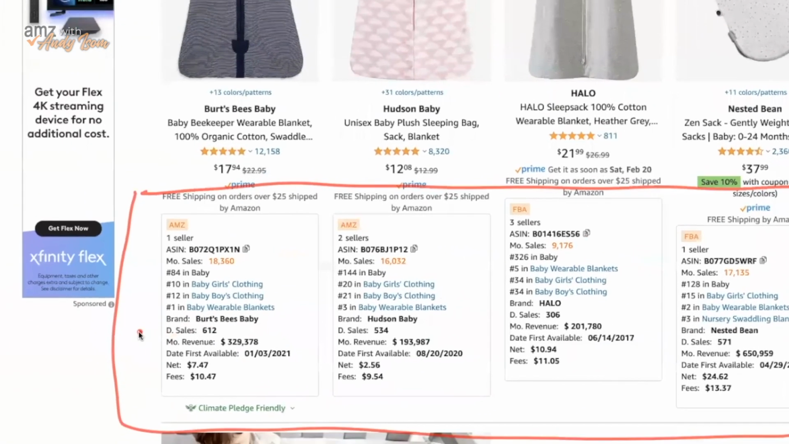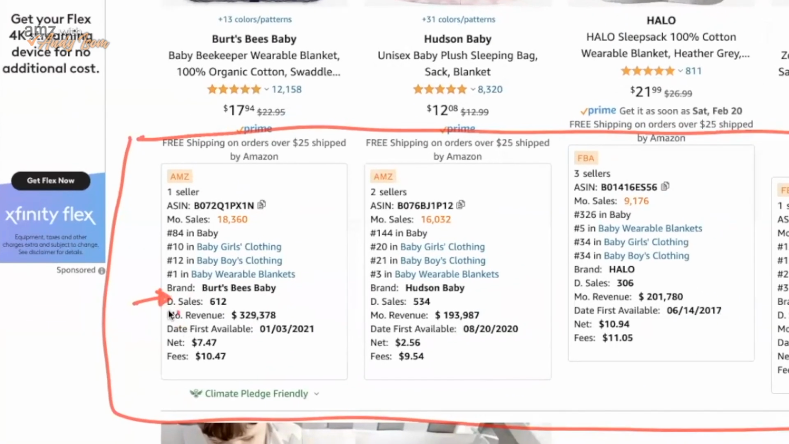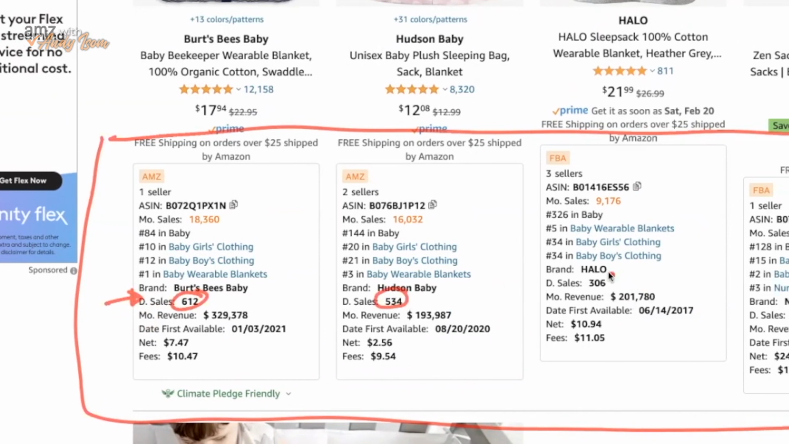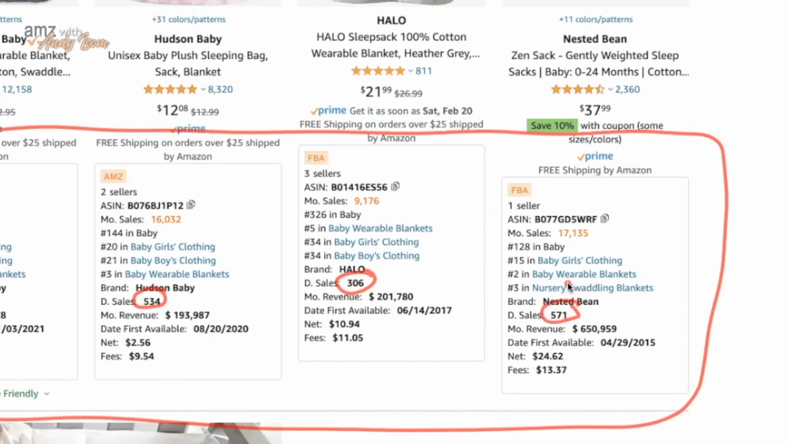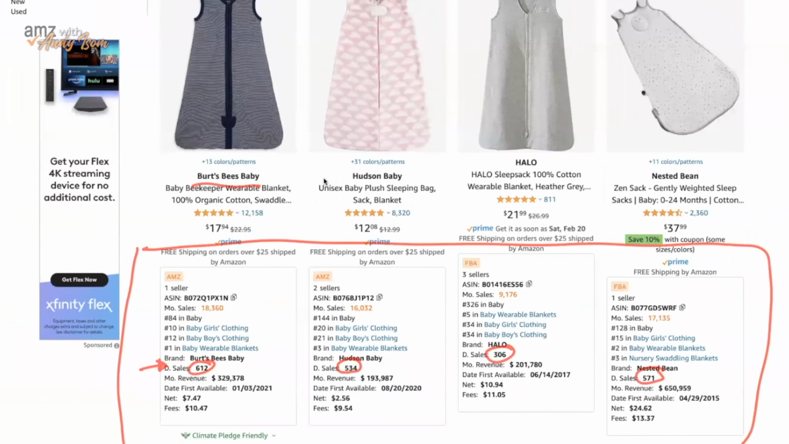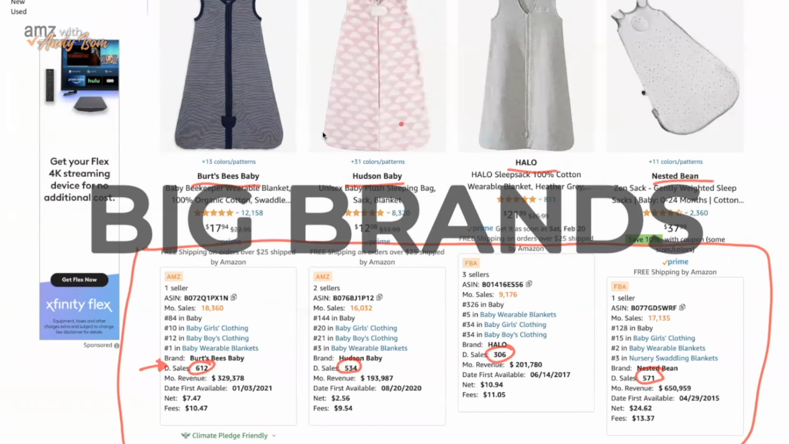I'm just looking at the daily sales. I apologize if this is really small on your screen, but it's daily sales right here. 612, 534, 306, 571. And these are all different brands: Burt's Bees, Hudson, Halo, Nested Bean. Mind you, these are all big brands, really well-established brands.